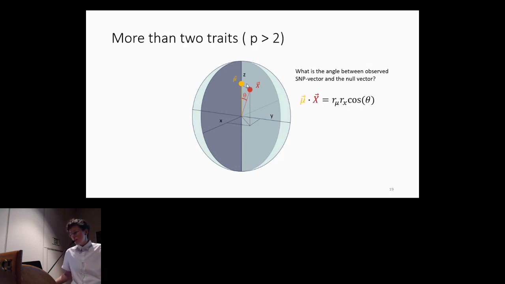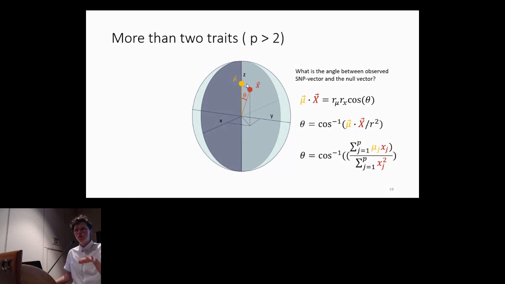And we can find that angle by realizing that the dot product between 2 vectors is the product of their distances times the cosine of the angle between them. We can rewrite this, and we can rewrite this again by realizing that the dot product is also the sum of product of its terms, and the square of the distance is the sum of the squares of its terms. So now we can calculate both the distance and the angle in the multidimensional case.